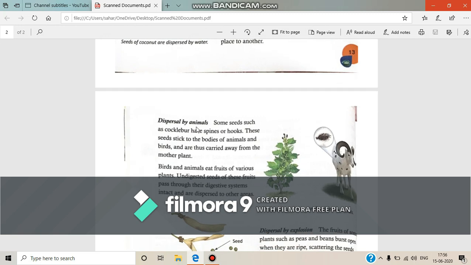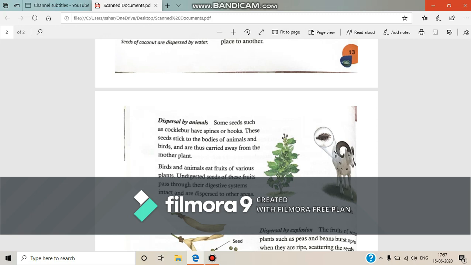Next is dispersal by animals. Some seeds such as cocklebur have spines or hooks. These seeds stick to the bodies of animals and birds and are thus carried away from the mother plant. Birds and animals eat fruits of various plants. Undigested seeds of these fruits pass through their digestive system intact and are dispersed to other areas.